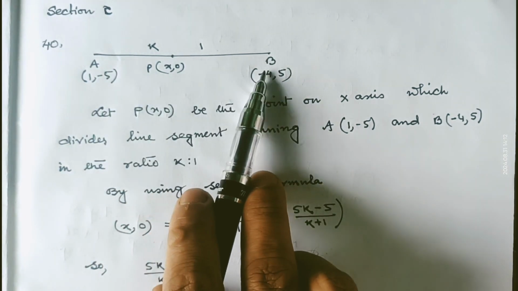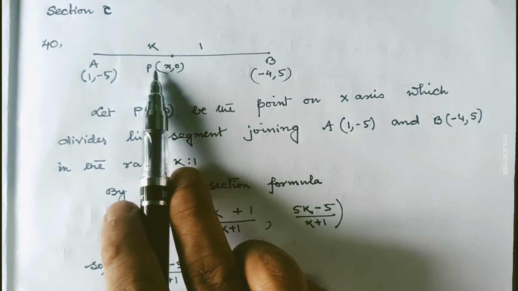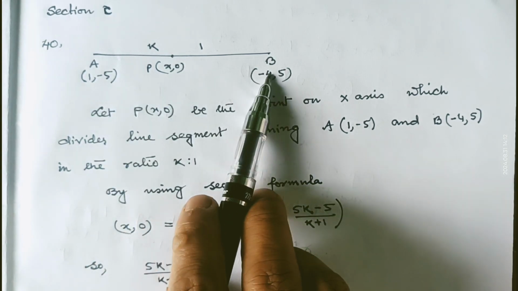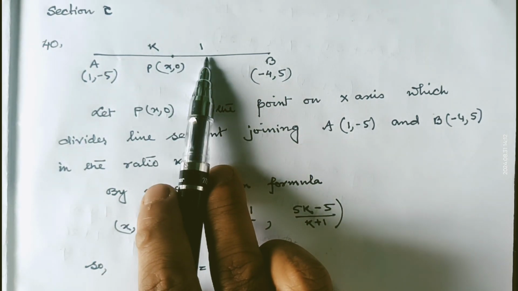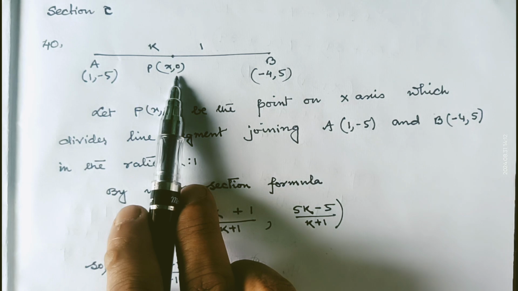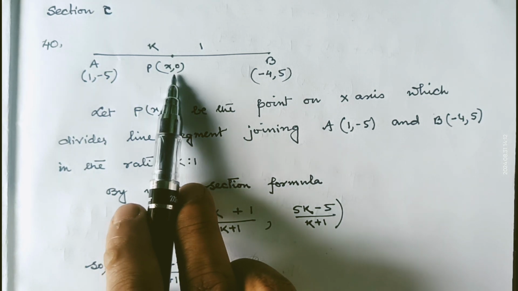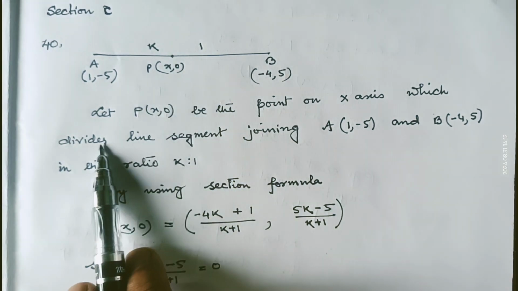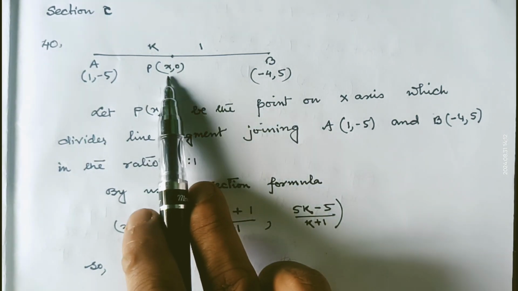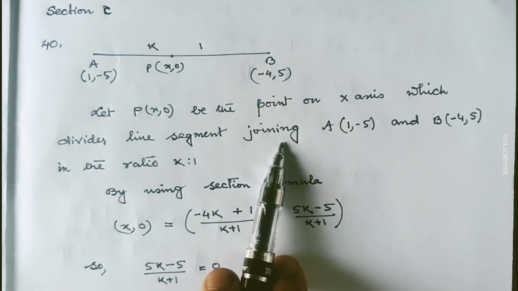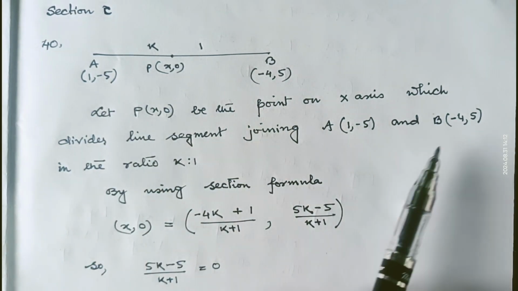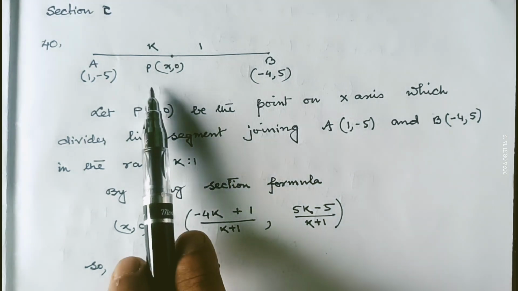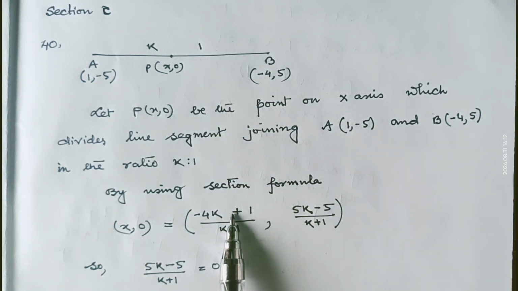This line segment is divided by the x-axis, so let P (x, 0) be the point on the x-axis which has divided this line segment AB in the ratio k:1. We can write P (x, 0), because we know any point on the x-axis is of the format (x, 0). So let P (x, 0) be the point on the x-axis which divides the line segment joining A (1, -5) and B (-4, 5) in the ratio k:1. Now, since we have considered the ratio k:1, we can apply the section formula.